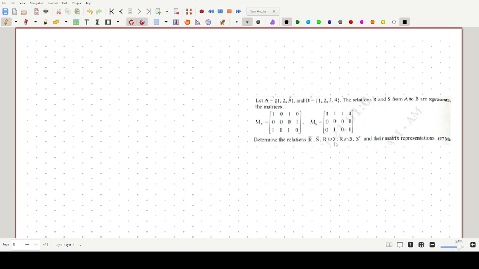This problem is on relations, and we can see that there are two matrices given, MR and MS, right? So this MR is the matrix related to the relation R, MS is the matrix corresponding to the relation S. And we need to find out what is R inverse, S inverse, R union S, R intersection S, and S complement, and of course their matrix representations.